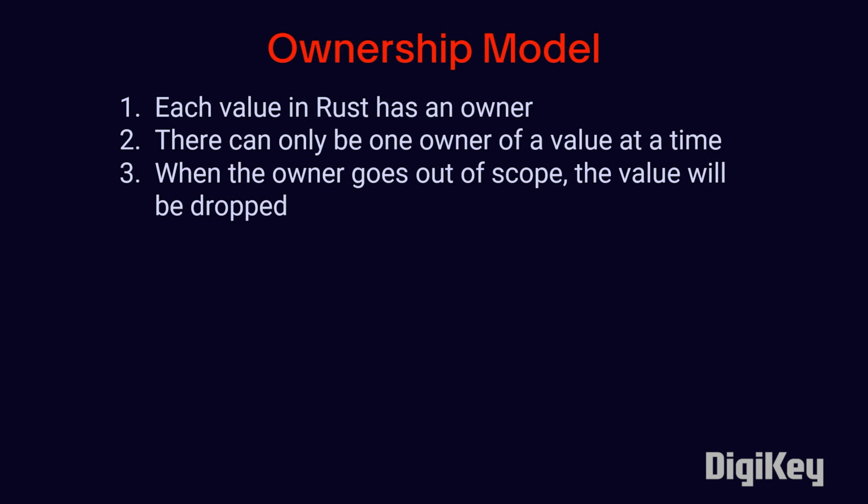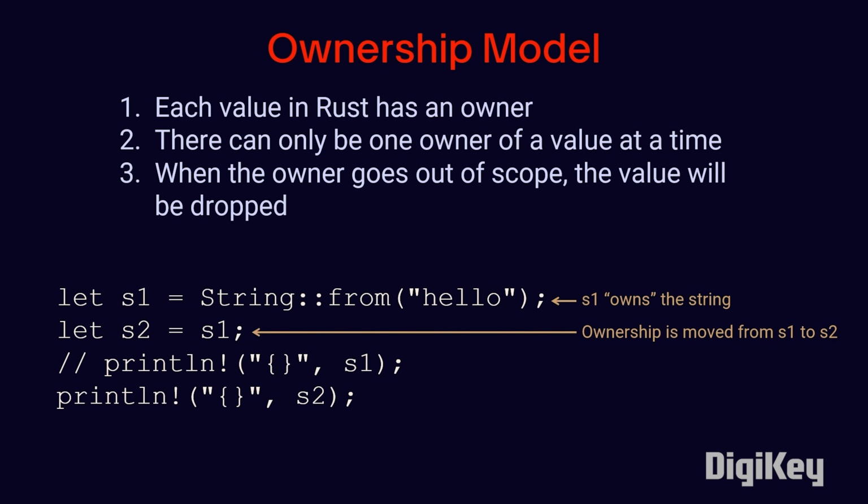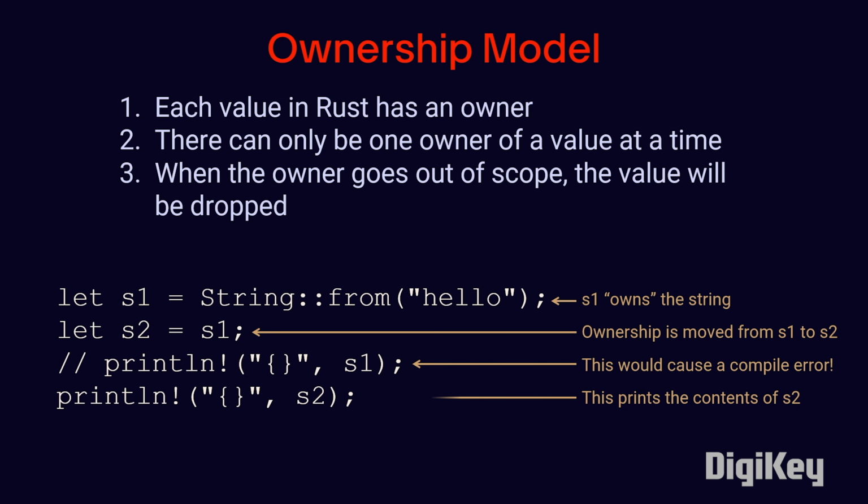Let's look at a brief example in Rust. On the first line, the string hello is created on the heap and assigned to the variable s1. At this point, s1 has ownership of the value hello. Then we perform an ownership move on the second line. At this point, s2 is now the owner. If we try to print s1, the compiler would catch this and flag it as an error, as s1 is no longer an owner of anything. But we can print the contents of s2 as it is now the owner of the string.